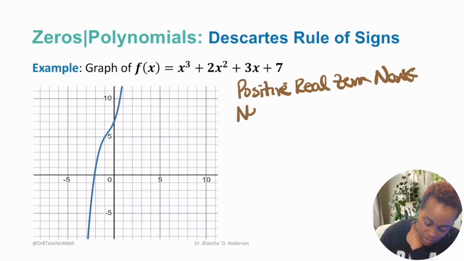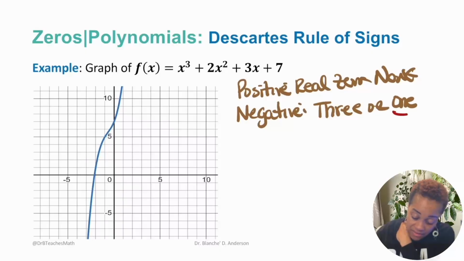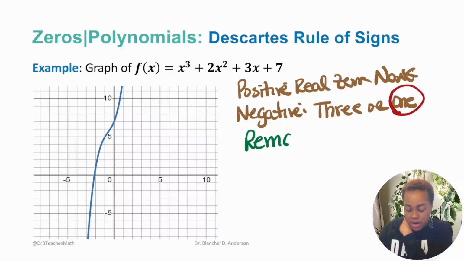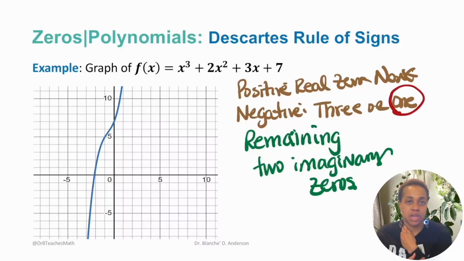And we had for the negative, it was 3 or 1. And as you can see here, based on the graph, we only have 1. So that means what's remaining are probably going to be 2 imaginary zeros, not positive, because remember the imaginary numbers come in pairs.